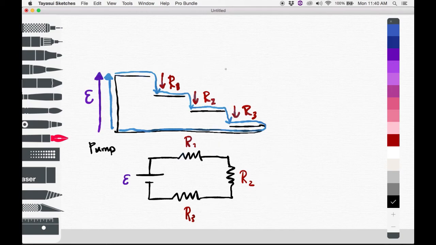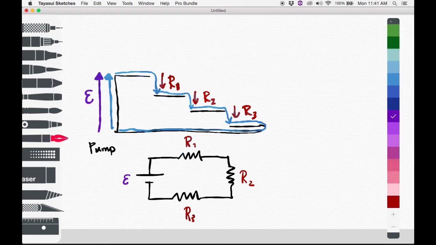Take a moment to thoroughly convince yourself that these two systems really are analogous to each other. Each of these waterfalls dissipates gravitational potential energy, while each of the resistors dissipates electrical potential in some way. And then the pump lifts the water level back up to where it started in the same way that the battery puts that potential back into the circuit.